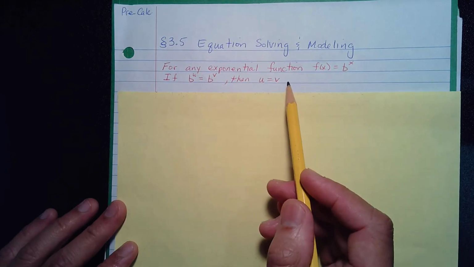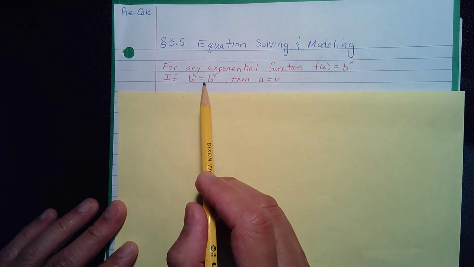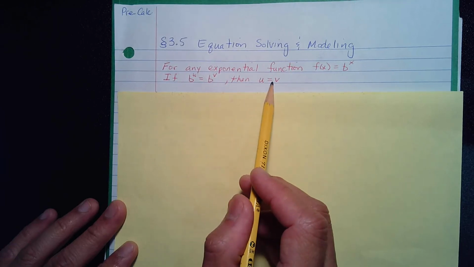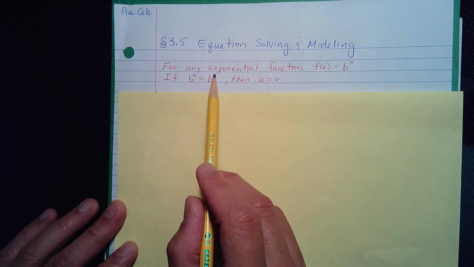For any exponential function, f of x equals b to the x, if b to the u is equal to b to the v, then u equals v. What they're saying is if the base numbers are the same, then you can set the exponents equal to each other.